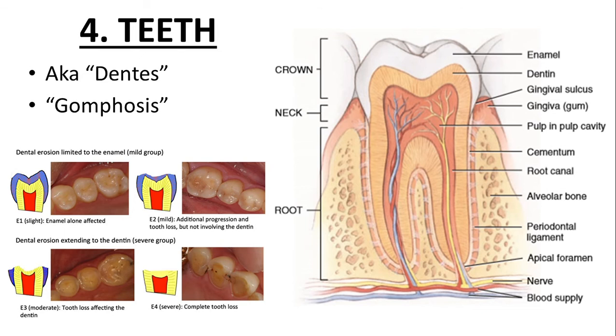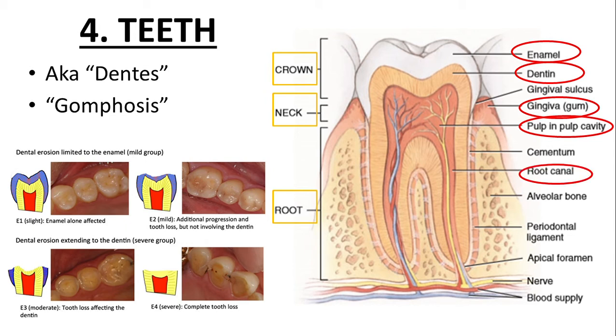So important parts I wanted to remember: crown, neck, and root. Crown is what is visible, neck is what connects crown and root is what contains nerve and blood supply. Also, you have your enamel, which is a hard substance covering the dentin, which is what gives your tooth its shape. Then you have your gingiva or your gum, your pulp, and your root canal both contain nerve and blood supply. And if you take a look at this picture here at the bottom, this is what it looks like when enamel is eroded. This is the enamel, in white, and then the yellow white is your dentin.